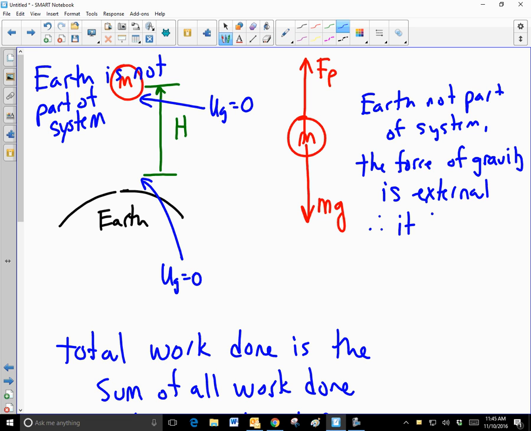therefore it did work. Three dots mean therefore, yes. This one, that's the force of gravity. Now, all of this was considering that Earth was not part of the system. So there's no potential energy here, there's no potential energy here. Now, let's look at the situation where Earth is a part of the system.